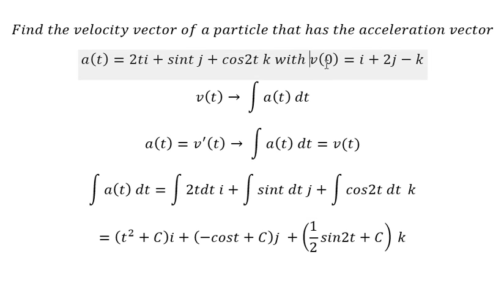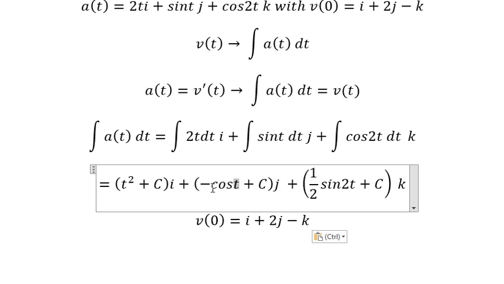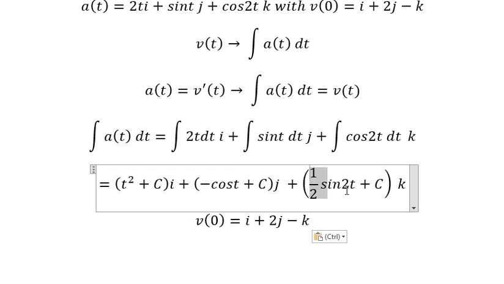Now we have the conditions. For this one we have 1, that means when t equals 0, V equals 1. This one we have 2, so I will put 0 in here, so we have negative 1. So c here should be equal to 3, because 3 minus 1 gives 2. So I will put 0 in here, and this one gives 0. So c here equals negative 1.